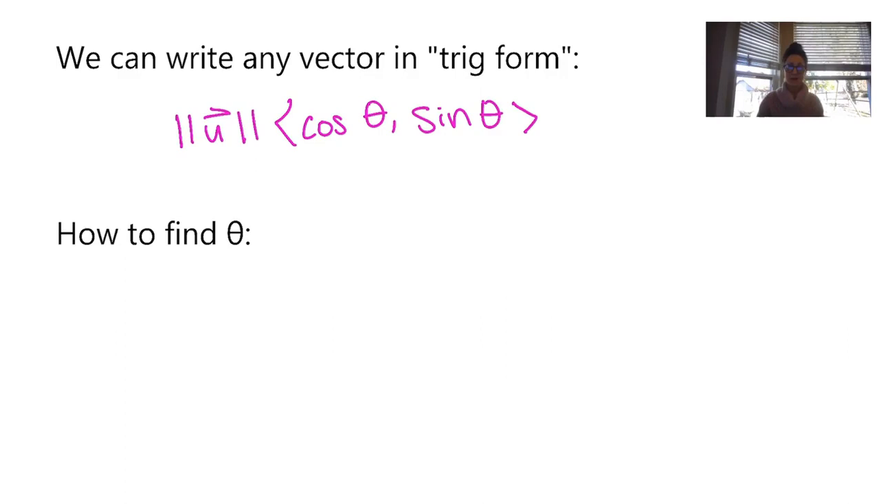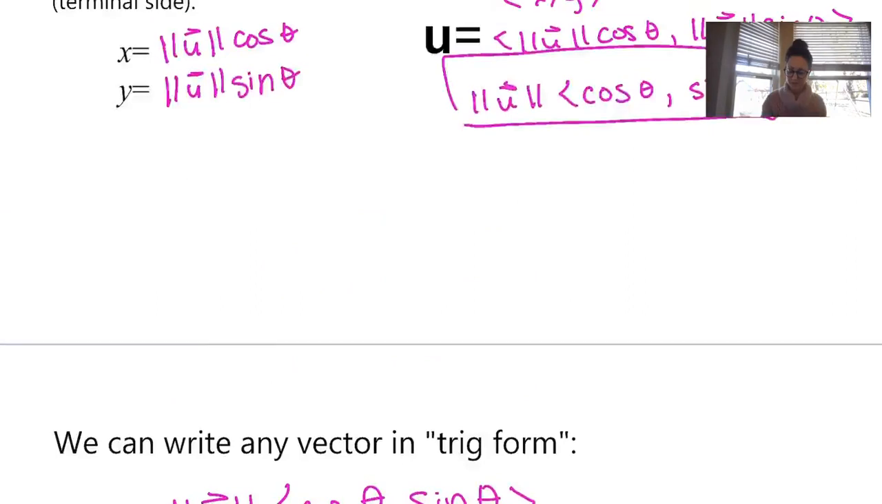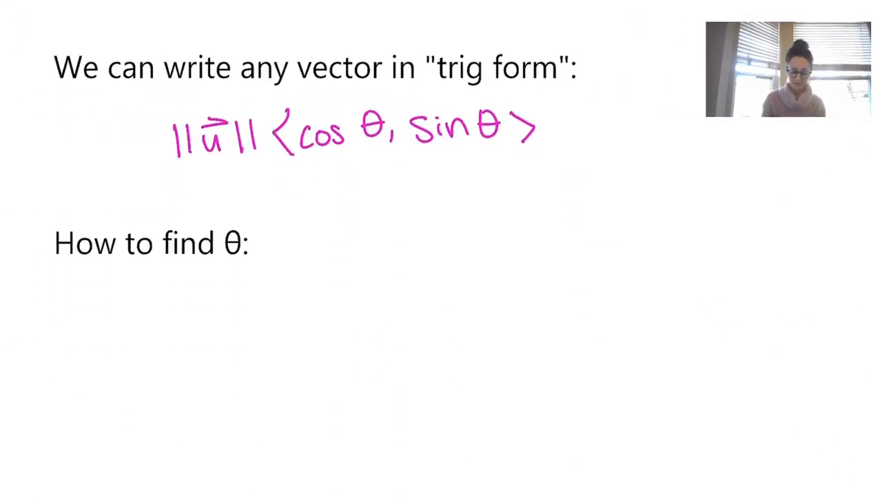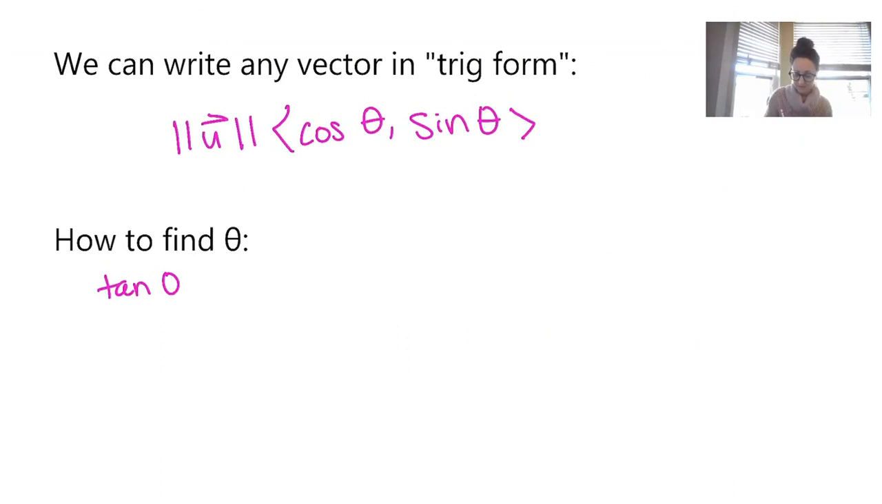Now let's say that I wanted to get a vector into trig form. So we know how to find the magnitude. We know how to find this part of it, right? Now, how do we find theta? Well, do you agree that if we come back to our picture here, tangent of theta is y over x, right? So let's write that over here. Tangent of theta is y over x. So if I wanted to get theta by itself, I could cautiously take inverse tan of y over x, okay?